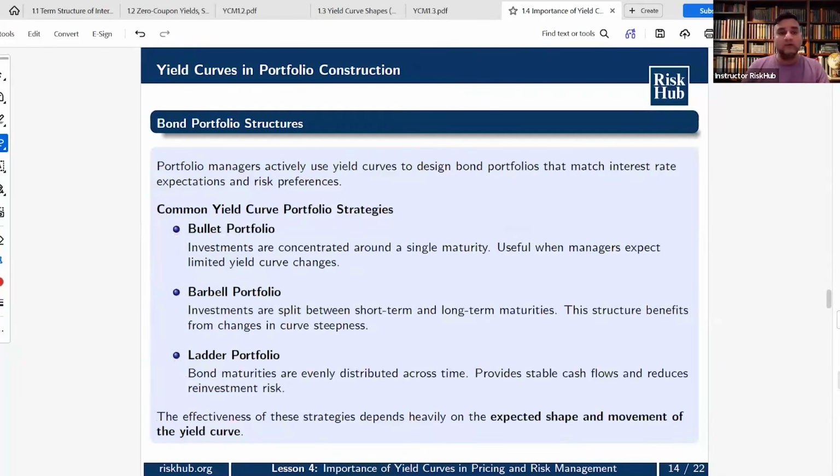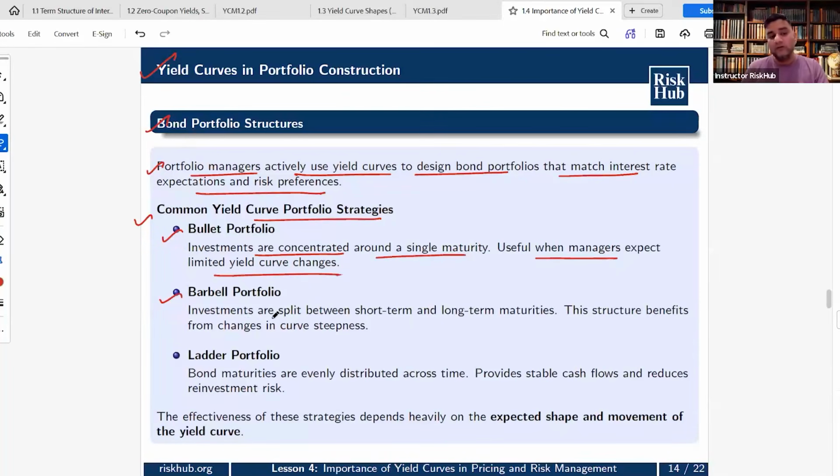Then we get into the next one, which is the yield curve in portfolio construction, that is, bond portfolio structures. Bond portfolio managers actively use yield curves to design bond portfolios that match interest rate expectations and risk preferences. Common yield curve portfolio strategies: bullet portfolio, where investments are concentrated on a single maturity. Useful when the manager expects limited yield curve change.